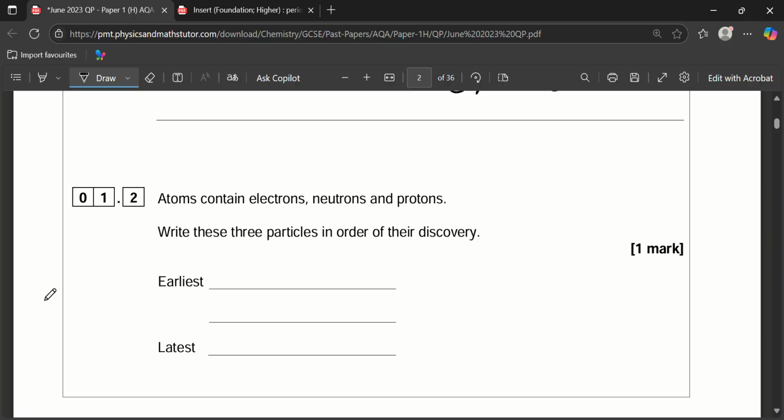Write these 3 particles in order of their discovery. The earliest would be the electrons. I think they were discovered before the 1900s even began. And next were the protons. They were the 1920s, I believe. And of course, you had the neutrons in 1932.